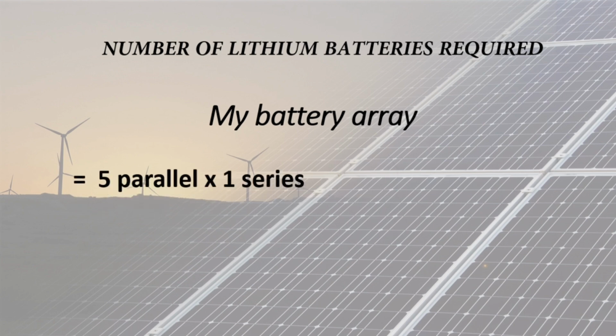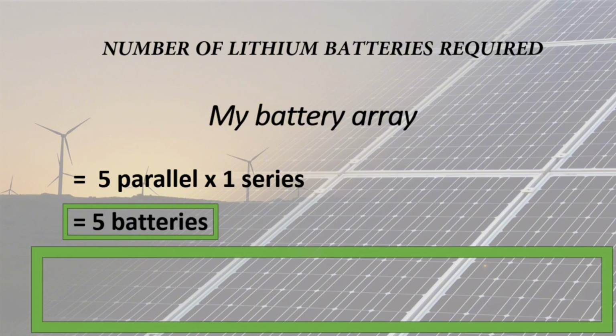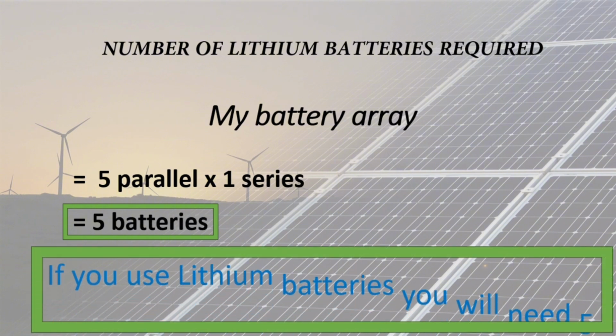So we got 5 parallel batteries multiplied by 1 battery in series. We've got 5 batteries. So if we decided to use lithium batteries, which are 48 volts 100 Ah capacity, we have to use only 5 batteries. So 5 batteries will be selected if we consider using lithium batteries.